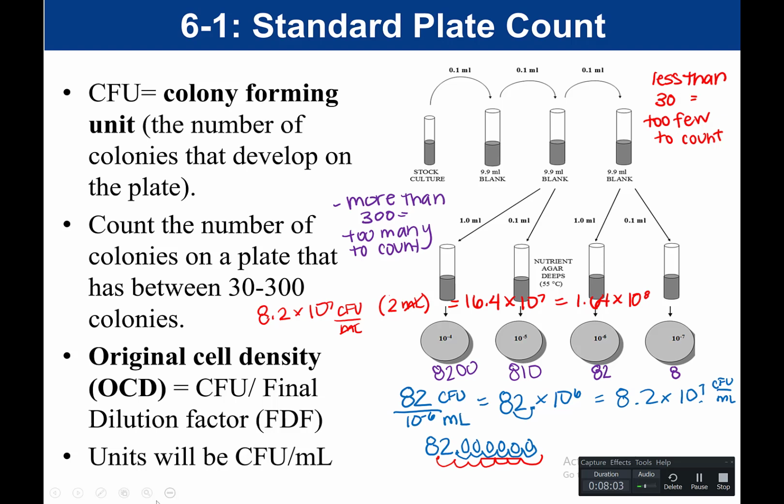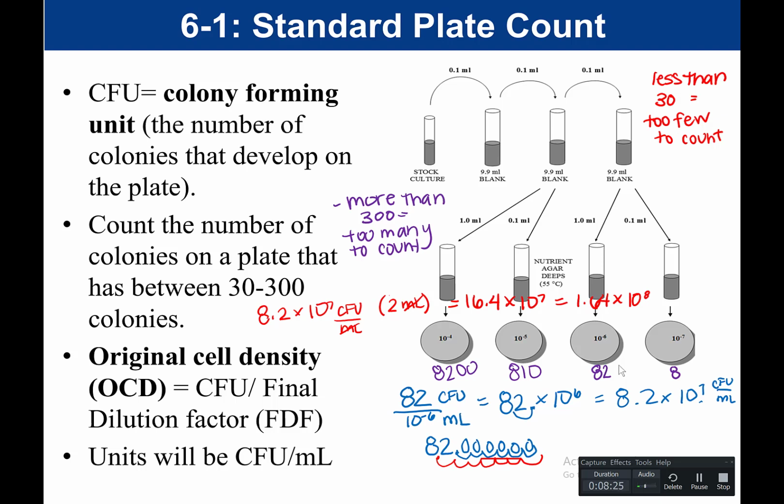In this example, you can see that this 10 to the negative 6 plate has 82 colonies. That would be the plate you would use to do your calculation, because that's the plate that's between 30 and 300. You should understand how to calculate the original cell density.